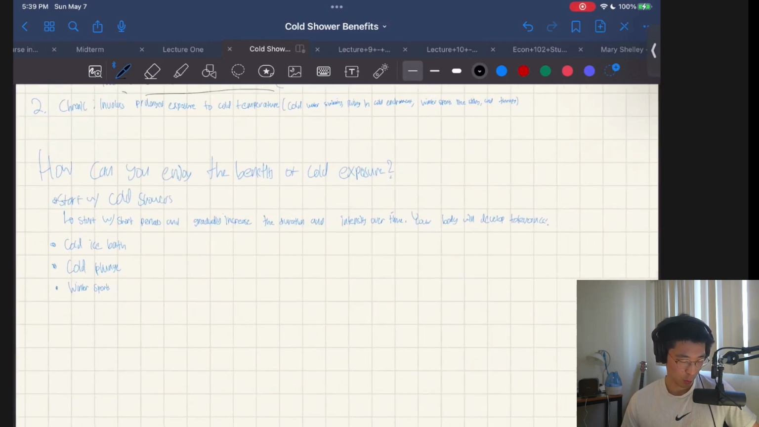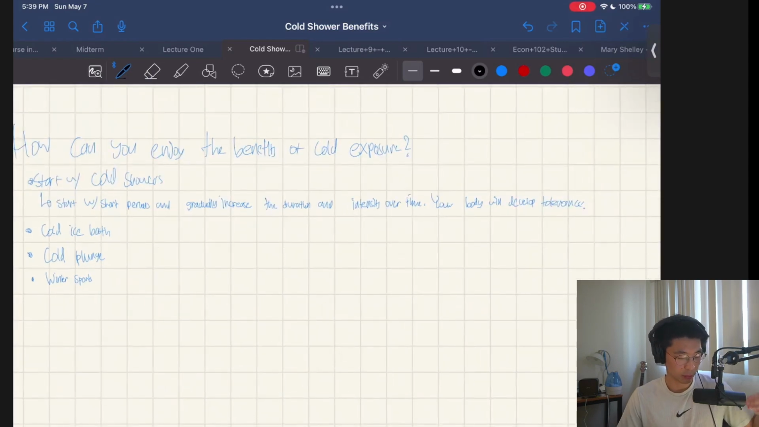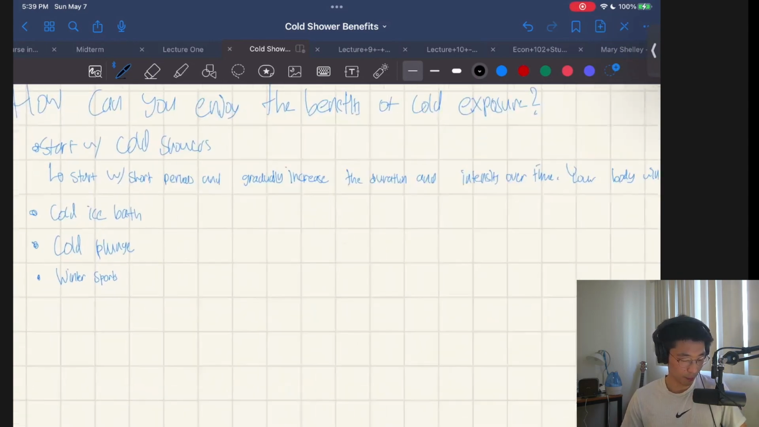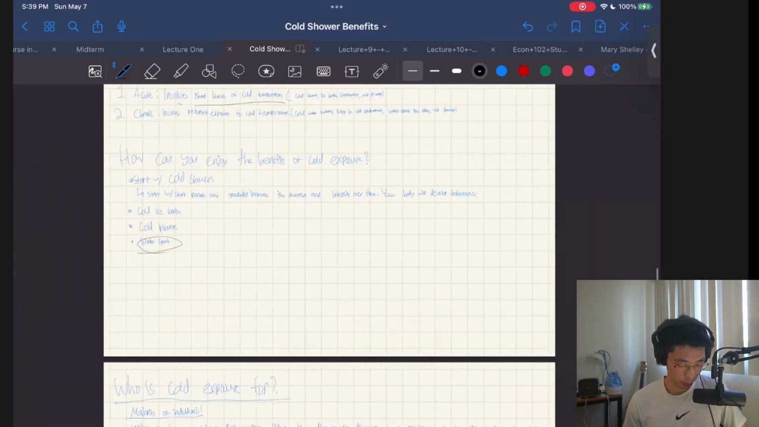Now let's talk about how you can enjoy the benefits of cold exposure. From what I looked up, a lot of people recommended starting with cold showers because it doesn't really require such a high cold tolerance level, and you could slowly build up your tolerance to cold. So start with cold showers and then build up to the ice bath, cold plunge, and you could also, if you're interested, play around with winter sports.